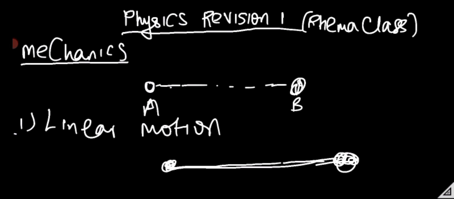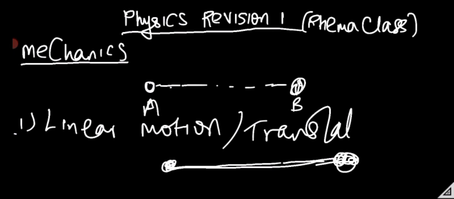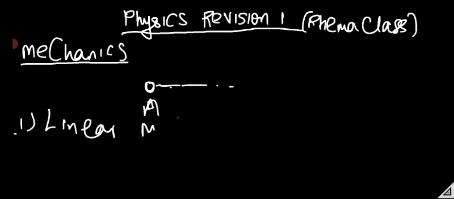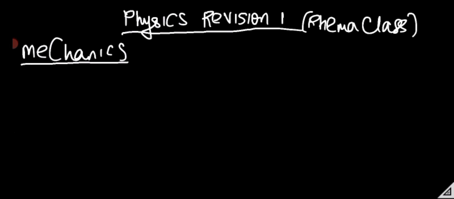Now, note before I go to the next type, another name for linear motion is translational motion. Make sure you are writing this down. Translational motion, which is the motion of a body along a straight path. Make sure you are writing this down, because you must apply hard work for you to get a lot of good grades.